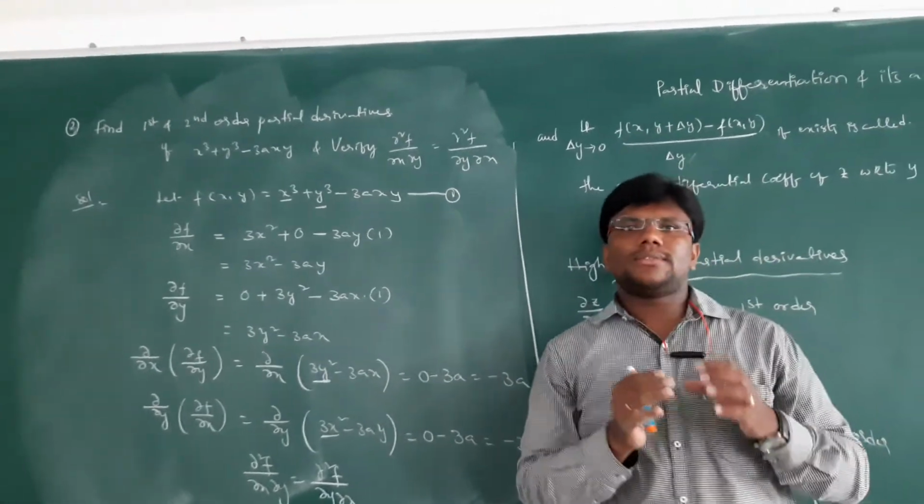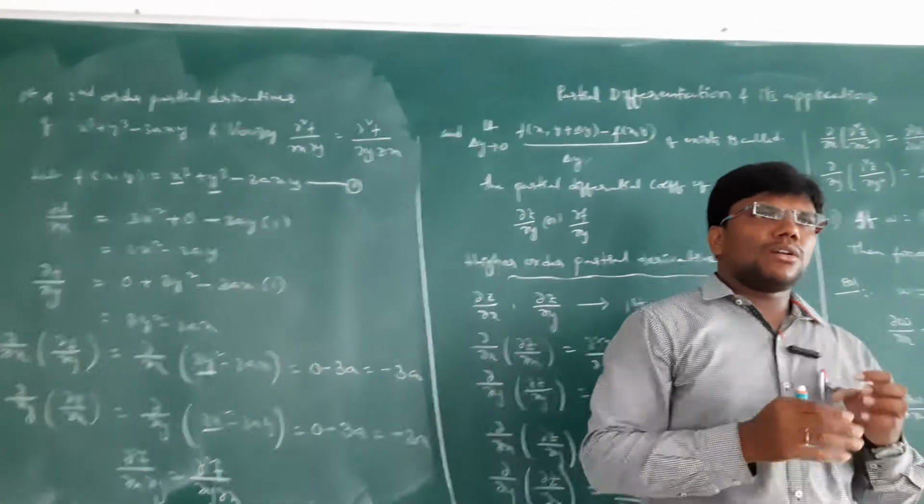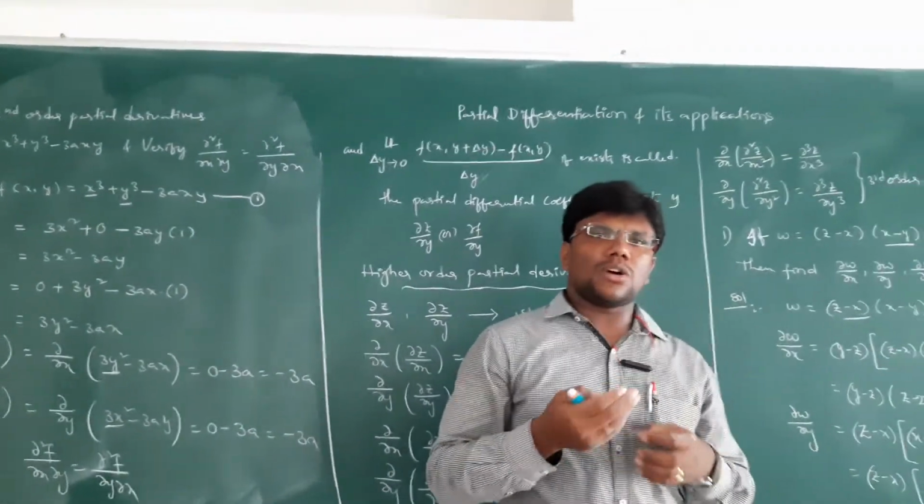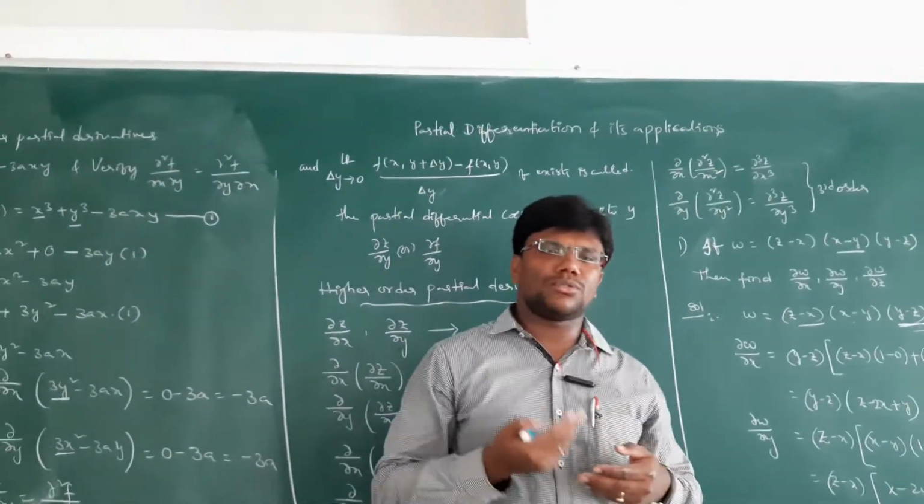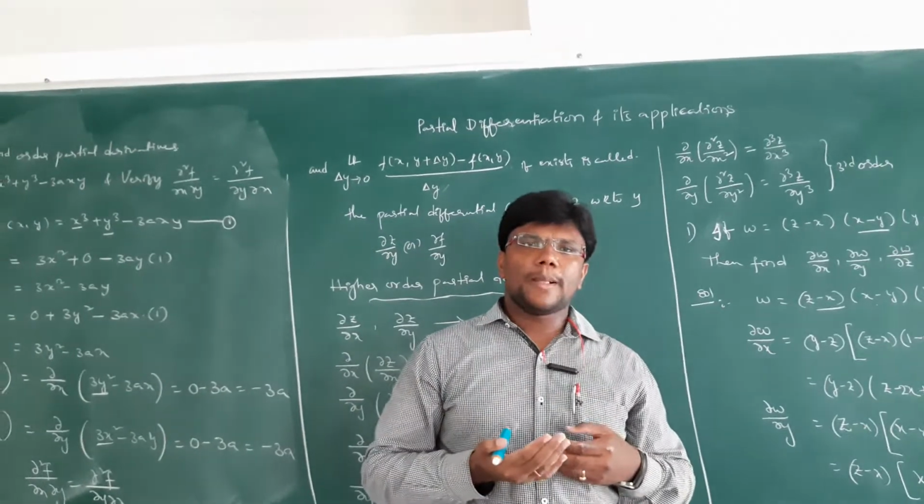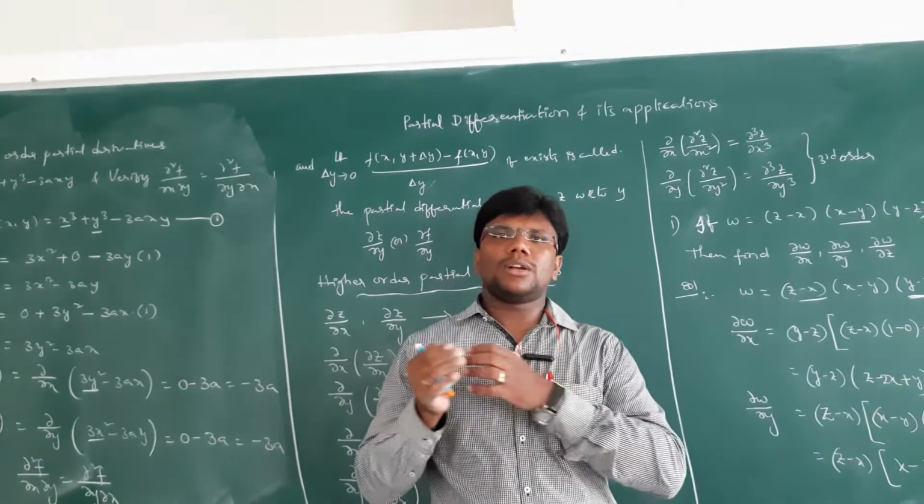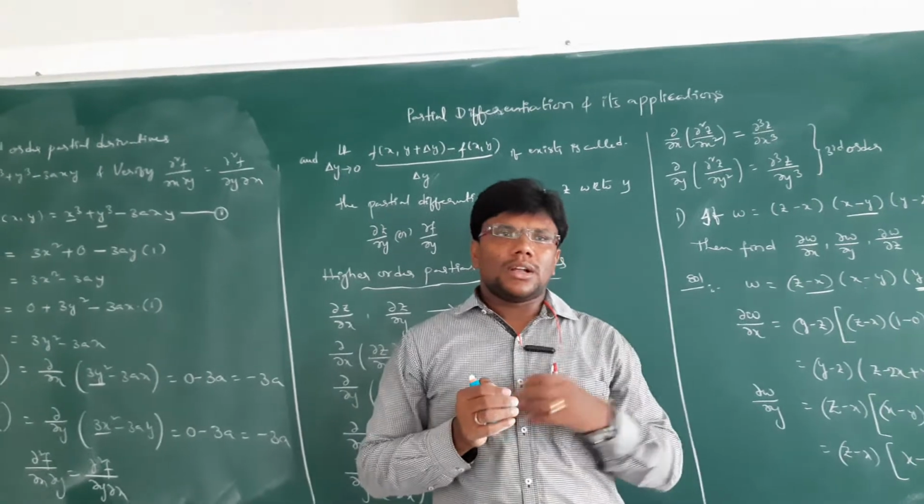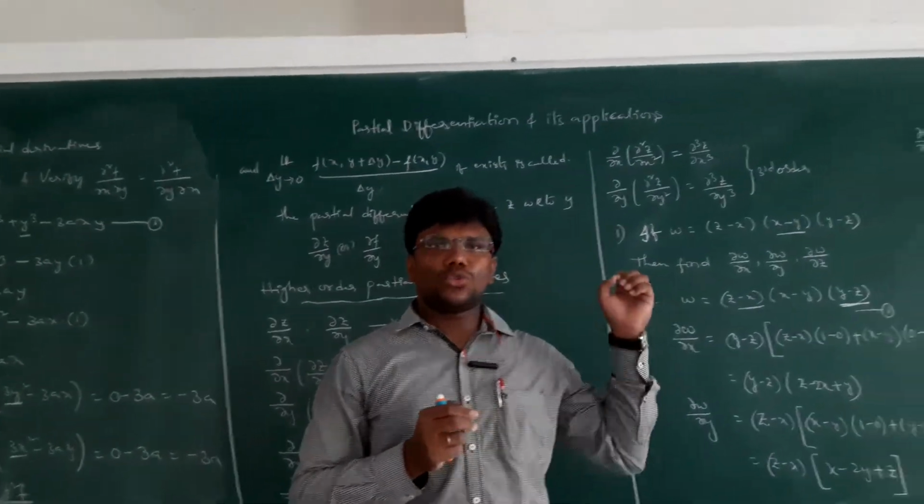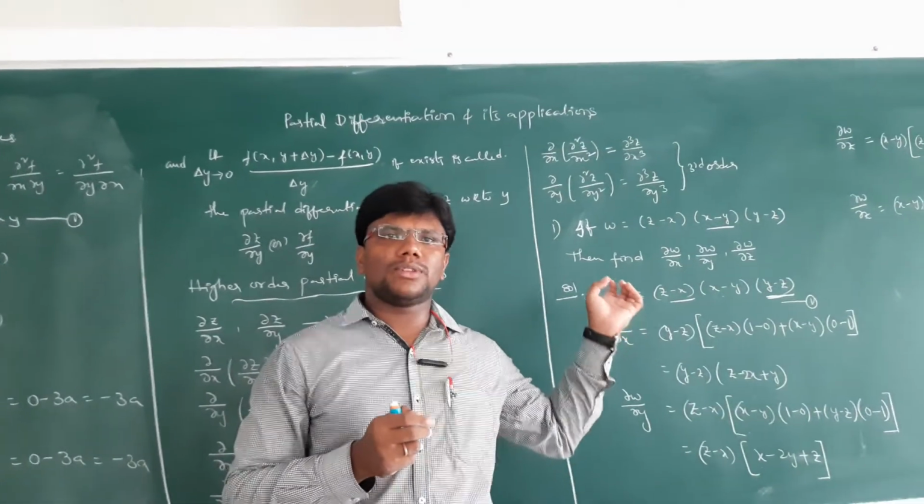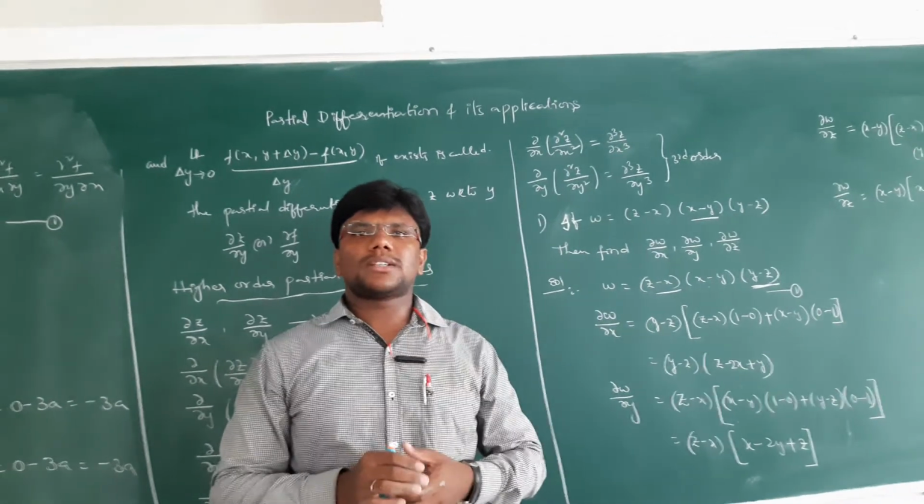This is the partial differentiation introduction. What are the partial differential coefficients? How will you get the partial differential coefficients? So dou z by dou x and dou z by dou y. What is the dependent variable and what is the independent variable? And we completed two problems related to the first order and second order partial derivatives.